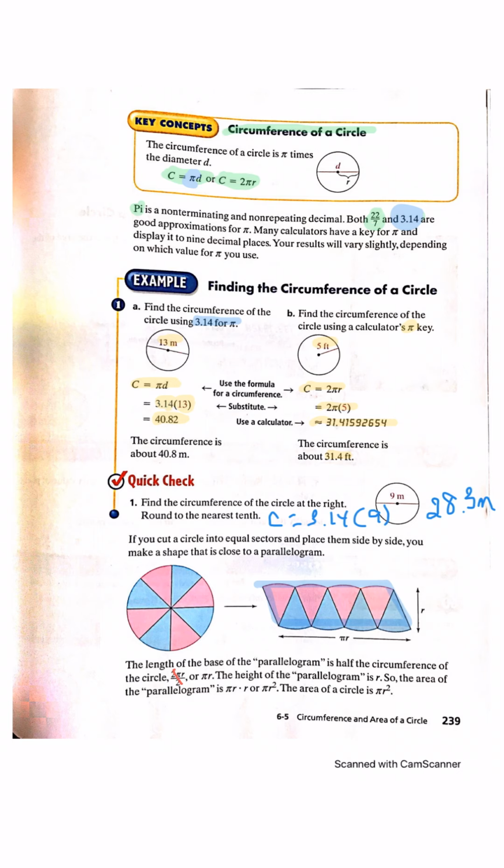The height of the parallelogram is r, the radius. So the area of the parallelogram is pi r times r, or pi r squared. The area of the circle is pi r squared. That is what we need to know for your notes.